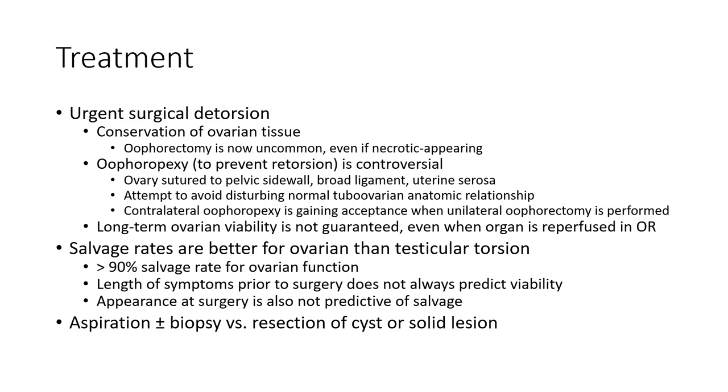Survival rates are better for ovarian than testicular torsion. More than 90% survival rate for ovarian torsion. Length of symptoms prior to surgery does not always predict viability. Absence of hemorrhage at surgery is also not predictive of survival. Aspiration with or without biopsy versus resection of cyst or solid lesion.